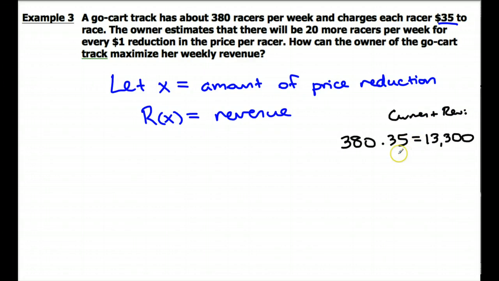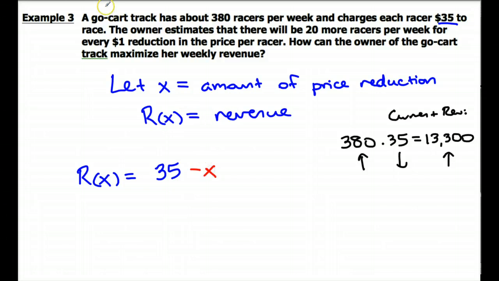Okay, so we want to know how much can we reduce this price in order to increase this number so that our revenue increases as well. Okay, and that's what we're trying to find in this problem. And so what we're going to do is say, okay, our new revenue is going to be equal to this. Your new revenue is going to be equal to your original price, which is $35, subtract the price reduction. So we're subtracting whatever x is. Okay, so our new price per racer is going to be a little bit lower than 35. And we're going to take that new price per racer times the number of racers, which right now is 380.